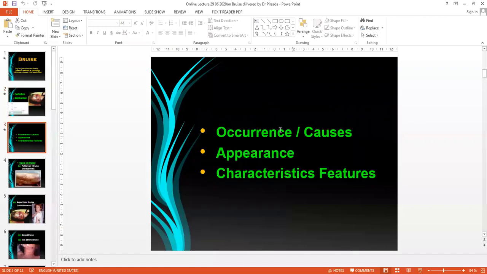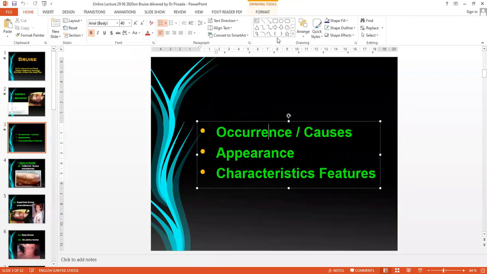Now let us see the occurrence, causes, appearance, and characteristic features. The bruises, in some cases, occur very early, and in some cases, they occur very late. Occurrence usually depends upon the force of the impact. If the force of impact is more, it occurs early, and if the force of impact is very similar, then the occurrence is very late.